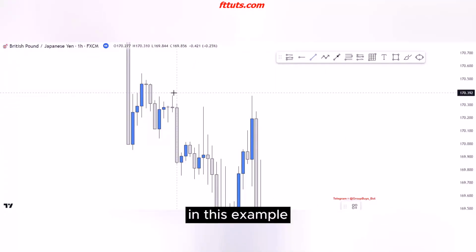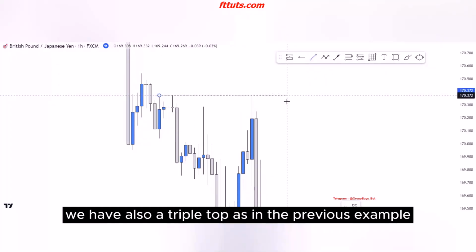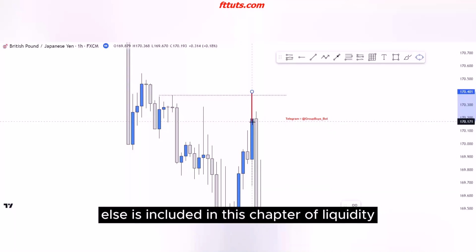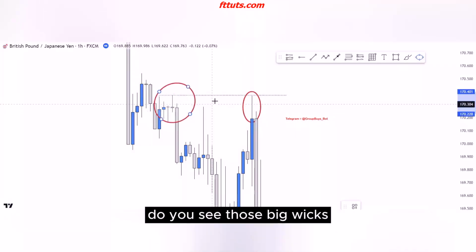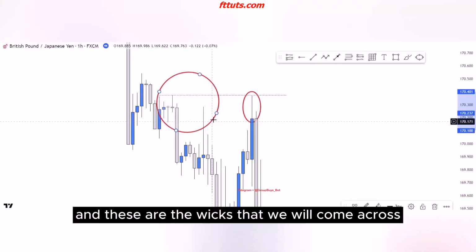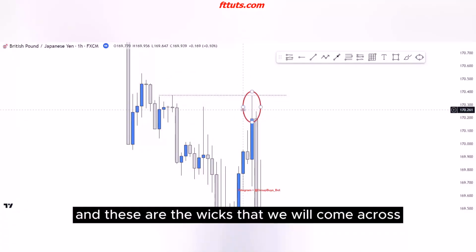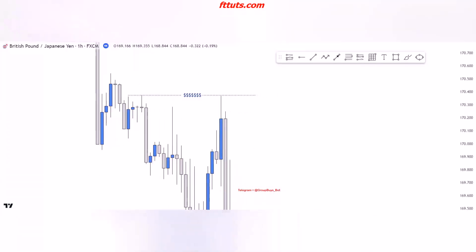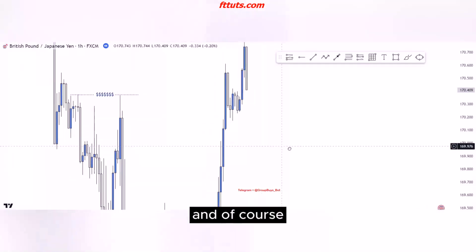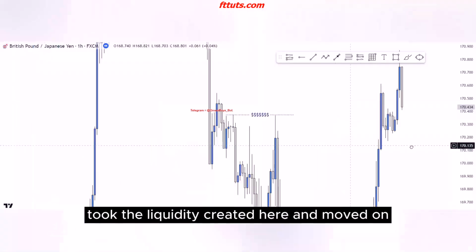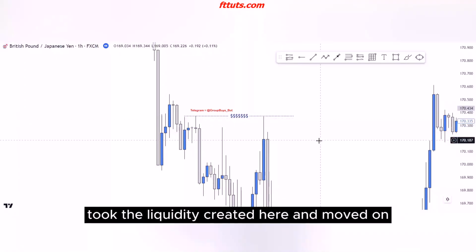In this example, we also have a triple top, as in the previous example, but I wanted you to see what else is included in this chapter of liquidity. Do you see those big wicks? They are also called liquidity. And these are the wicks that we will come across quite a bit, especially in my strategy. And of course, the institution bought in large quantities, took the liquidity created here and moved on.